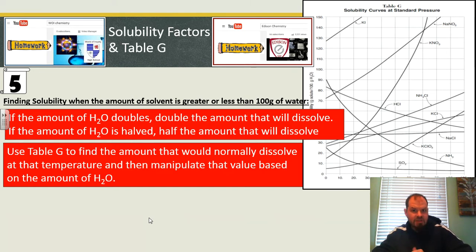We're going to use Table G to find out the amount that would normally dissolve at that temperature and then manipulate it. If I have half the amount of water, then I have half of that number. If I have double the amount of water, then I have double that. I have an example where I said 2,000 grams of water, so that's 20 times more. I'm going to do my plot at that temperature, see how many grams would normally go in, multiply my answer times 20, and I'm moving on with my life. Okay, so it's not the most complicated game in the world.